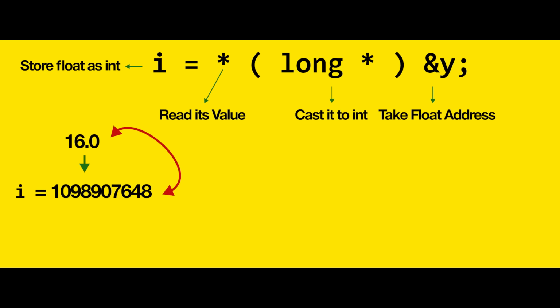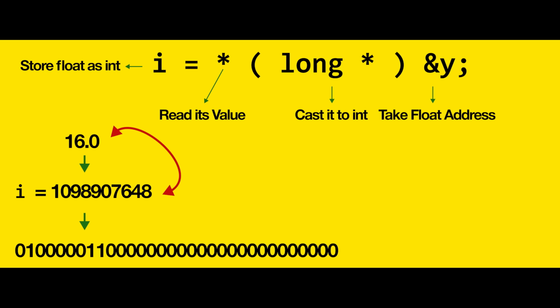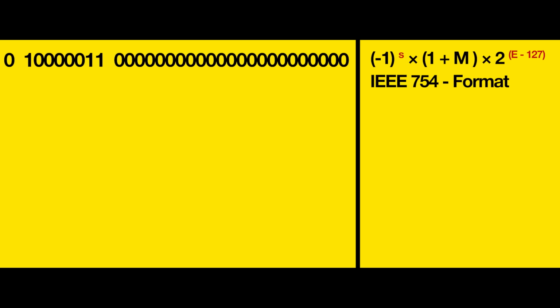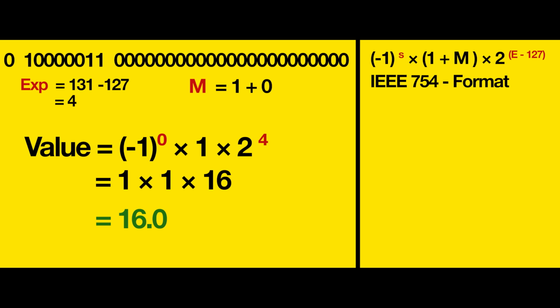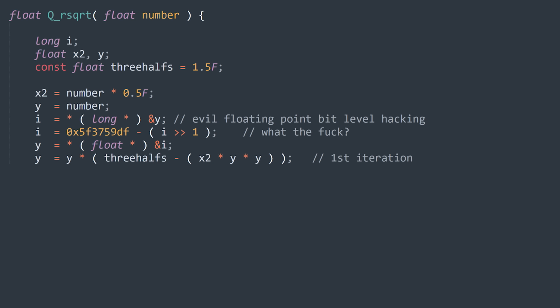Now our float number 16 can be represented as an integer, which we can now manipulate, as they are of the same value but with a different interpretation. To confirm this, we will convert the integer I to binary, then convert the bits to IEEE floating point format, and we end up with 16 again. This means any change to the integer I will affect our floating point number 16 accordingly.